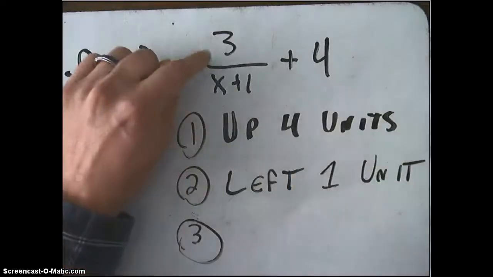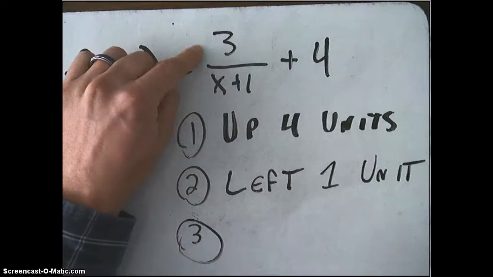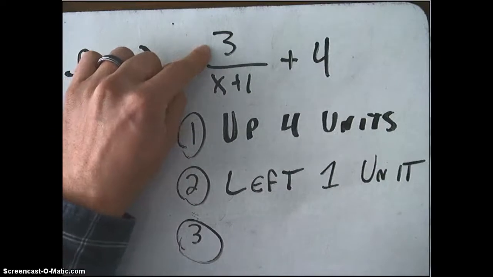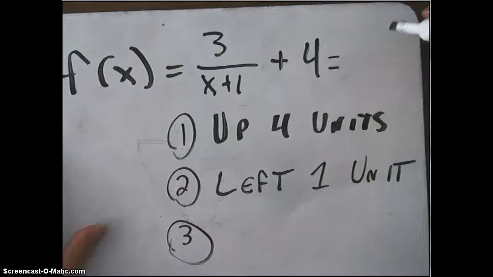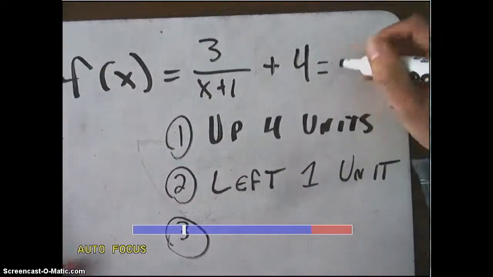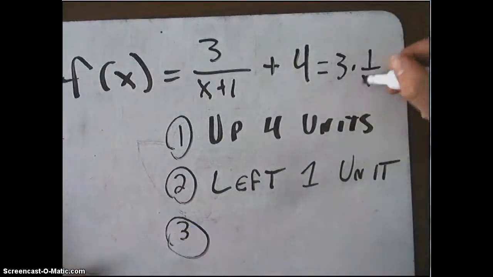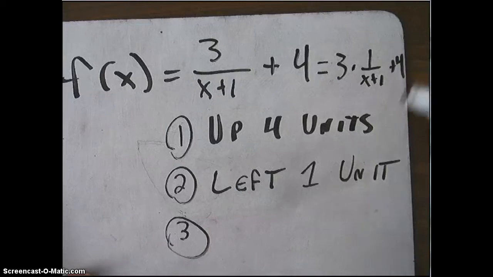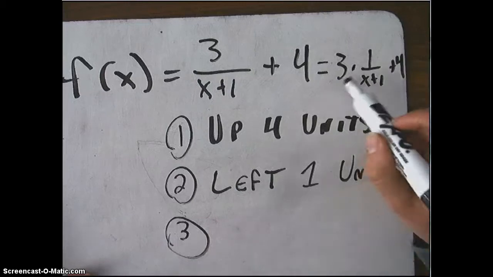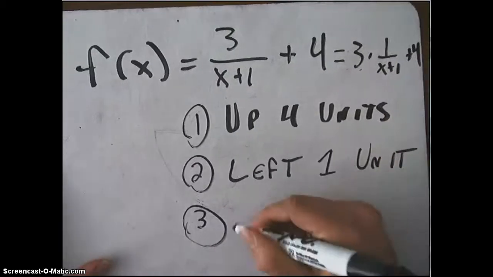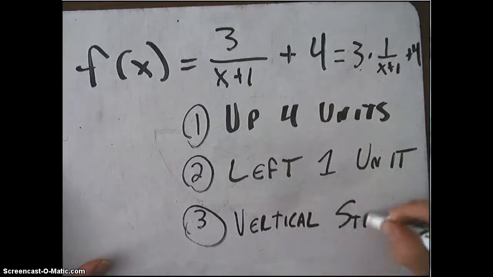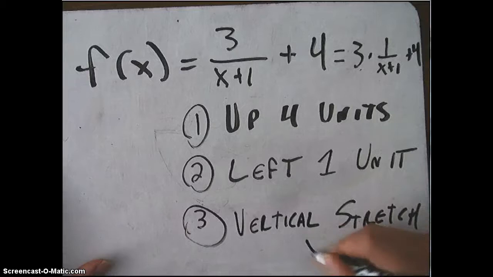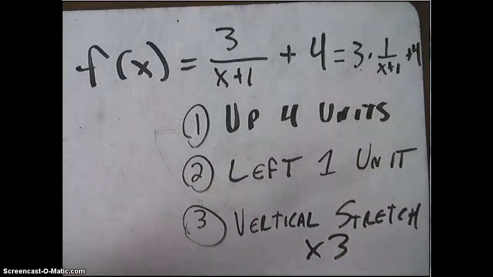Now this 3 on the top here, that's an interesting one. That's multiplying 3 by the 1 over x plus 1. Another way I could write this is 3 times 1 over x plus 1, plus 4. What that 3 does is a vertical, sorry, a vertical stretch by a factor of 3. That's what that 3 does.